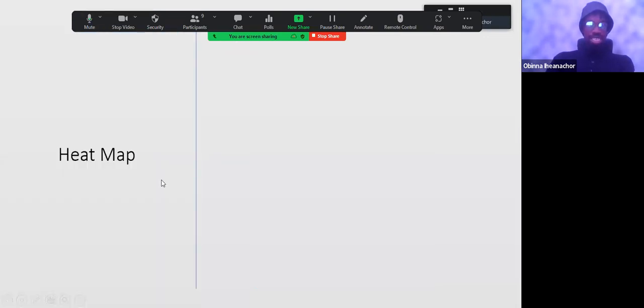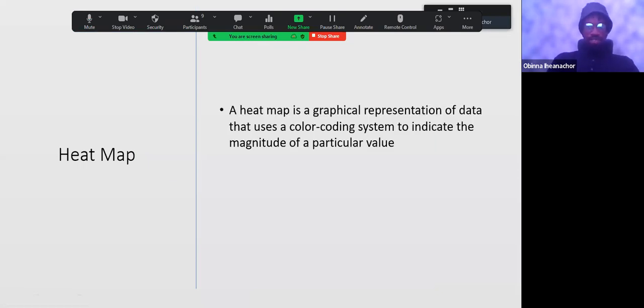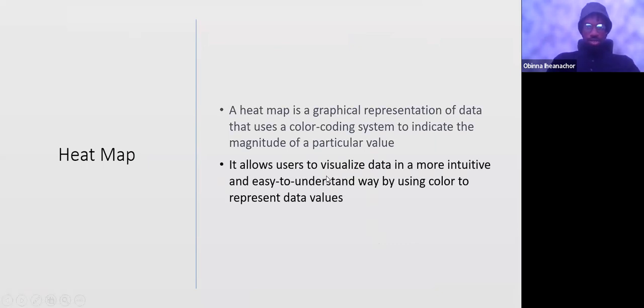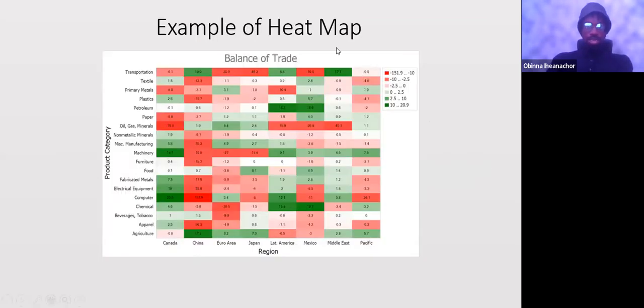So the next visual is the heat map. So what's the heat map? This is a graphical representation of data that uses a color coding system to indicate the magnitude of a particular value. So it involves color coding your data, and it allows users to visualize data in a more intuitive and easy to understand way by using color to represent data values. So this is an example of a heat map, right?